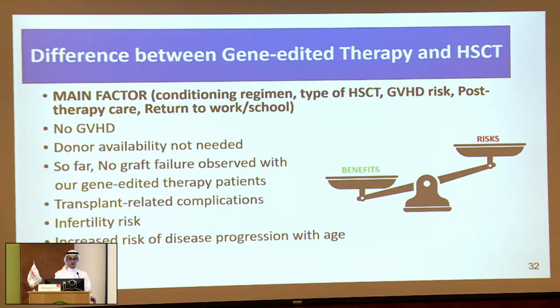We know there is no GVHD. We know donor availability is not needed in gene therapy. And so far, from the few patients that have been published, graft failure is not a big issue, but long-term follow-up is needed. We have to keep in mind also transplant-related complications, whether with gene therapy, with the current busulfan-based conditioning, or in the future if it's going to change, because that may play a different role in choosing. Infertility risk, and the risk of disease progression with age or long-term follow-up, and the unknowns.